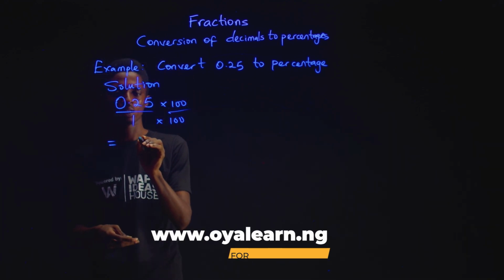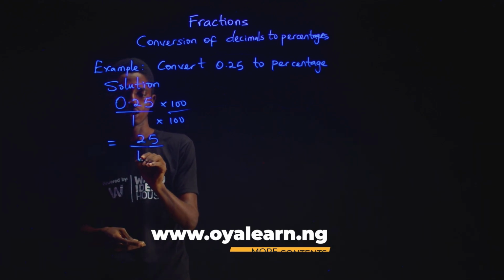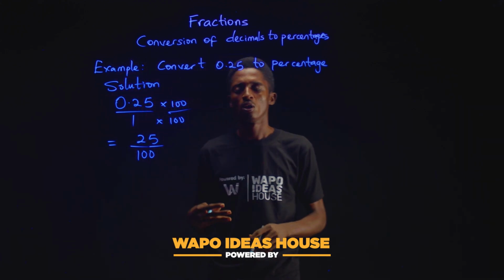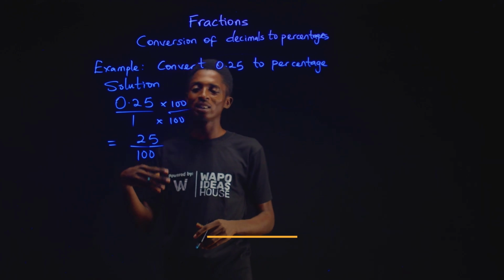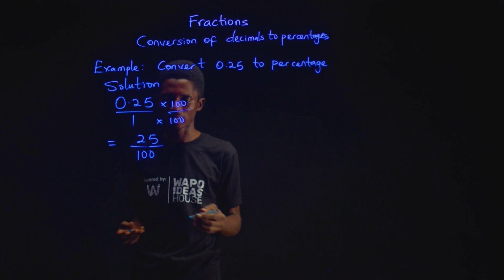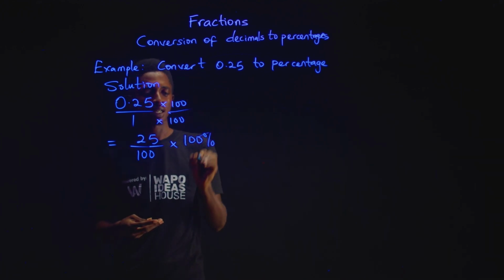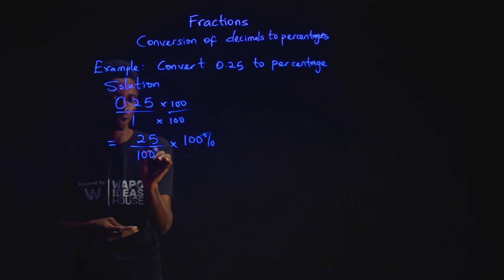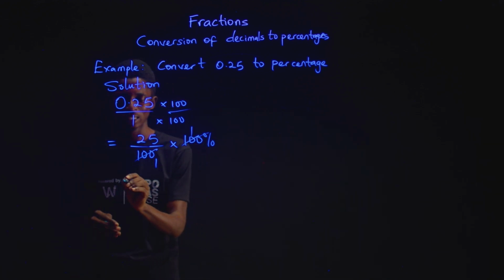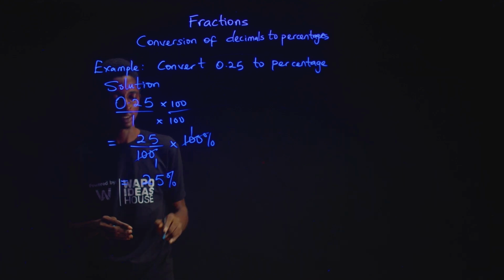This would give us 25 over 100. Now we have a fraction. You can take this to the fraction in its simplest term or just easily multiply by 100%. So let's do it straight. So multiplying this by 100%. You see here that 100 here 1, 100 here 1. It cuts out easily, leaving us with our final answer of 25%.